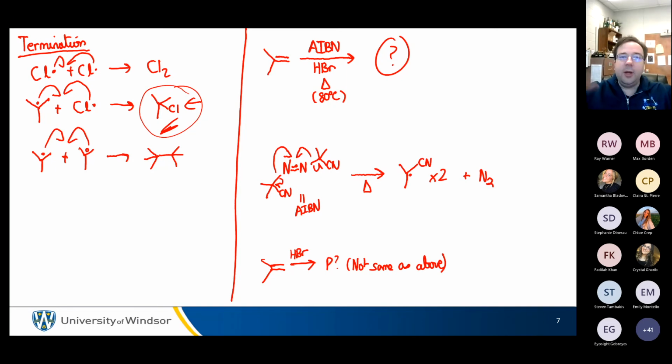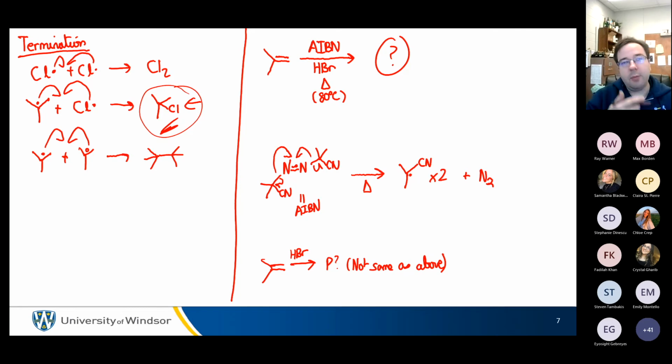Radicals don't care. Radicals are so promiscuous. They will react with any other radical. They will react with the weakest bond. But they don't want to be radicals. So any 2 radicals can come together.